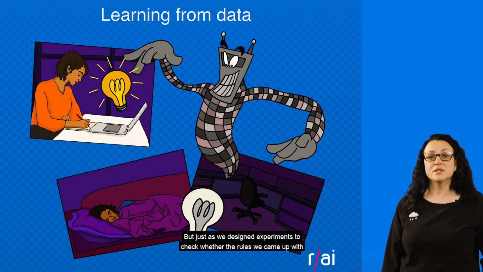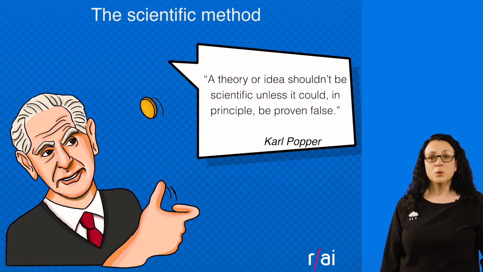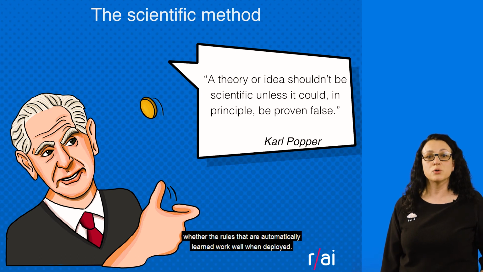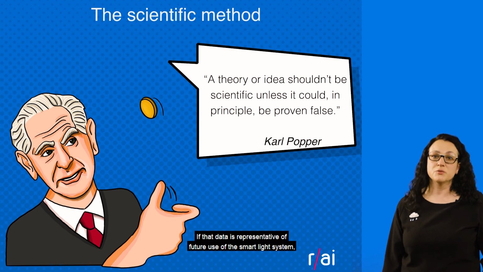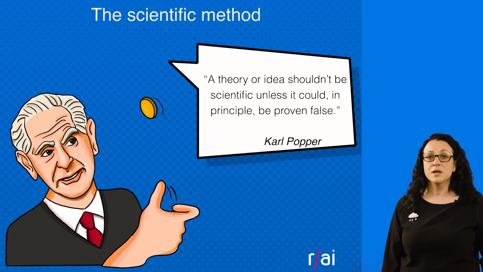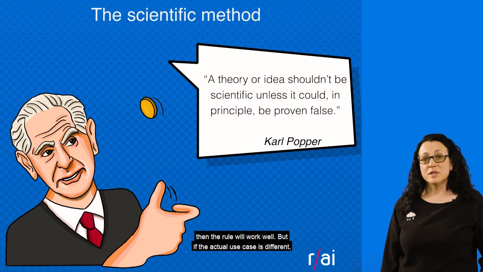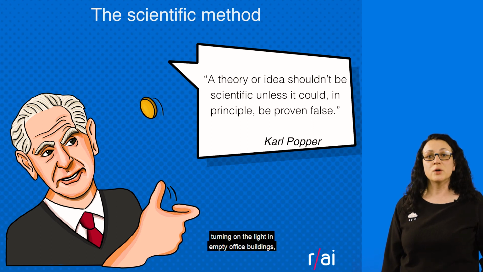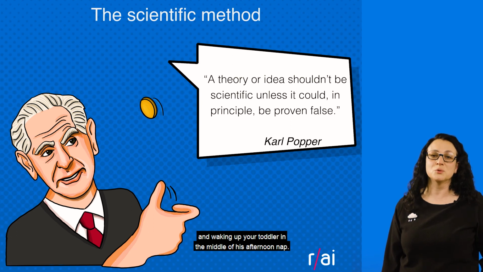But just as we designed experiments to check whether the rules we came up with are any good, so too should we design experiments to test, in much the same way, whether the rules that are automatically learned work well when deployed. This is because what rule is learned fully depends on historical data. If that data is representative of future use of the smart light system, then the rule will work well. But if the actual use case is different, then the rule will make lots of mistakes, turning on the light in empty office buildings and waking up your toddler in the middle of his afternoon nap.